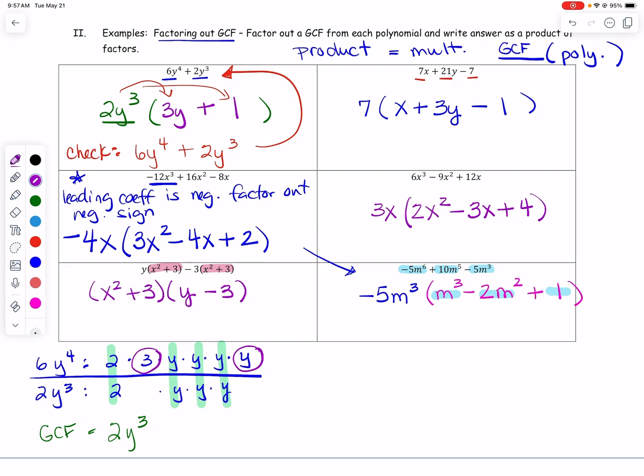So again, your product must be a multiplication problem where there is no sign in between. And this one actually leads us into the next examples on grouping. So that finishes out factoring of the GCF.